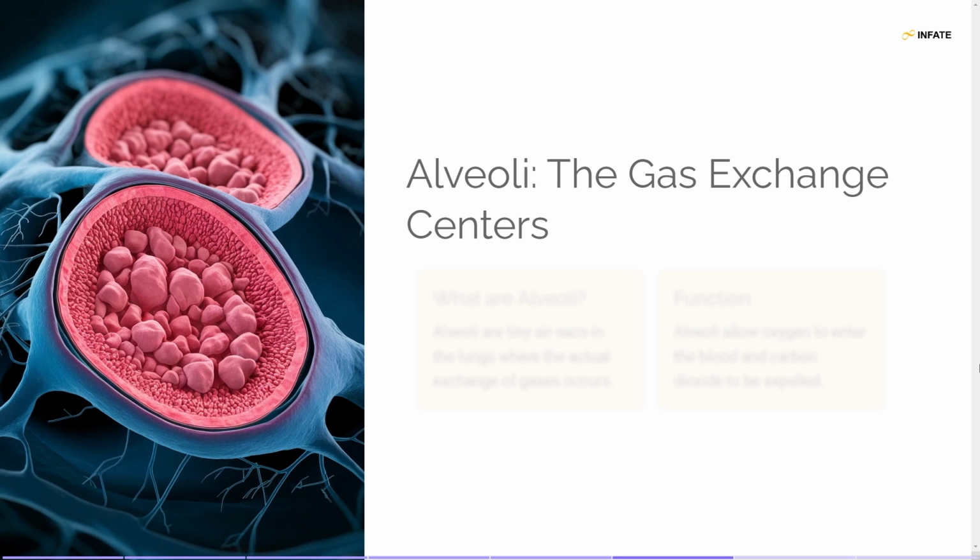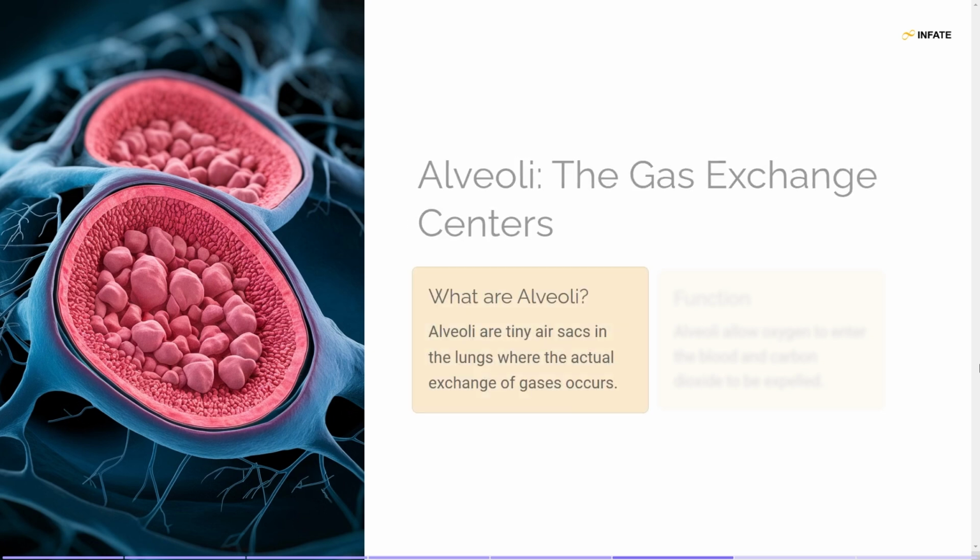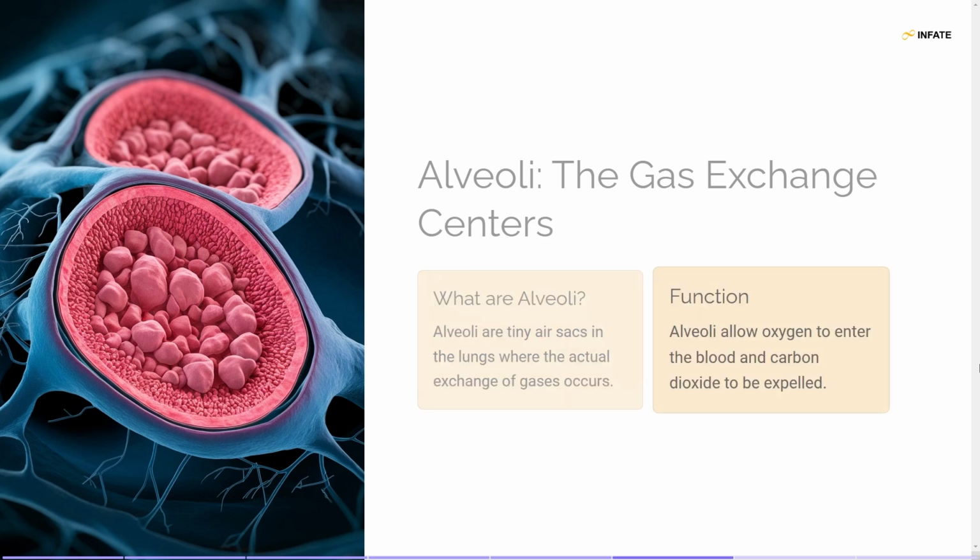Slide 6. Alveoli, the gas exchange centers. What are alveoli? Alveoli are tiny, balloon-like air sacs located at the ends of bronchioles in the lungs. They serve as the primary sites where the exchange of gases occurs. Function. The alveoli facilitate the transfer of oxygen into the bloodstream while removing carbon dioxide from the blood to be expelled during exhalation. This process is essential for maintaining proper oxygen and carbon dioxide levels in the body.